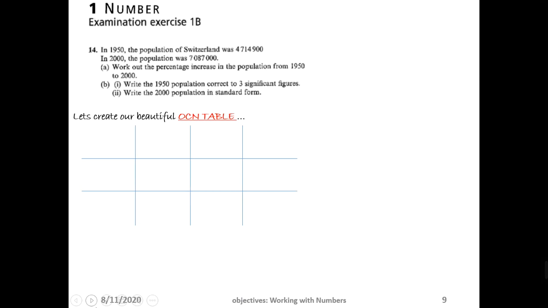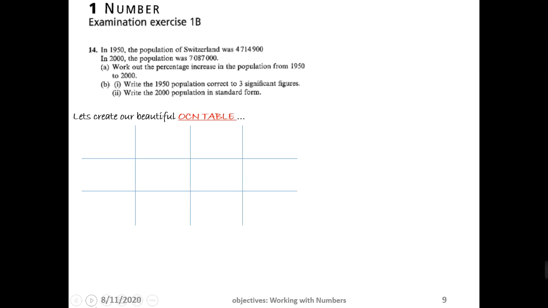Now, this is our last question in this presentation, and once again, it's about the OCN table. In 1950, the population of Switzerland was 4,714,900, and in 2000, the population was 7,087,000. Work out the percentage increase in the population from 1950 to 2000. Like I said, once you see a percentage question, start with our beautiful table, which is the OCN, and it is composed of 3 rows and 4 columns.